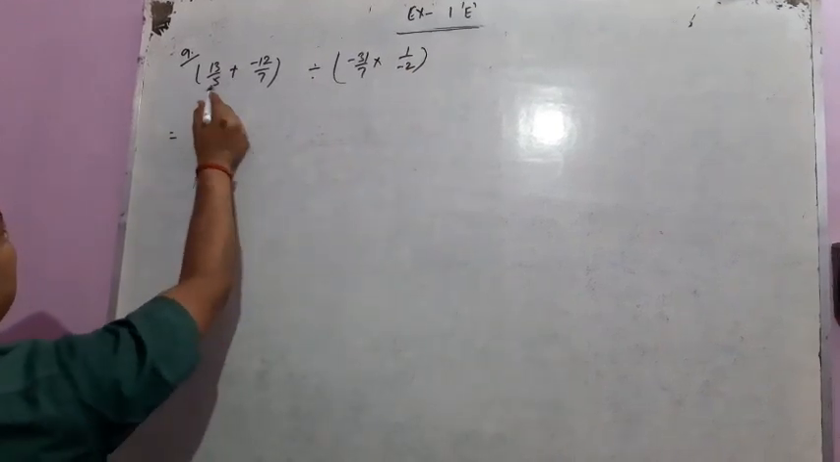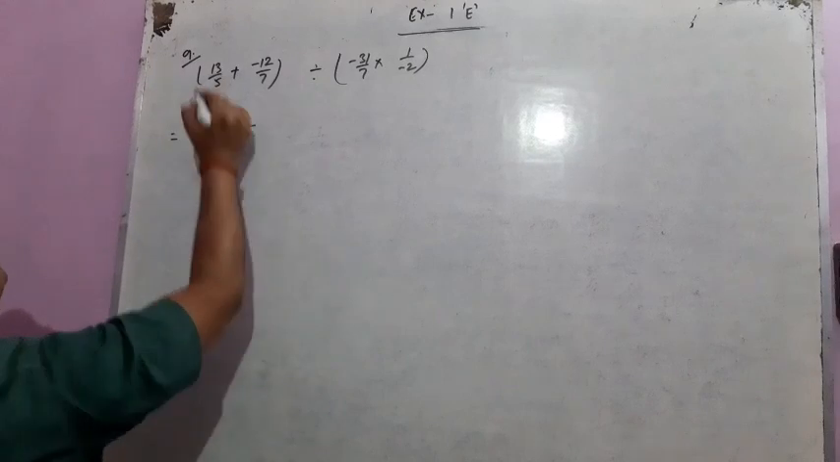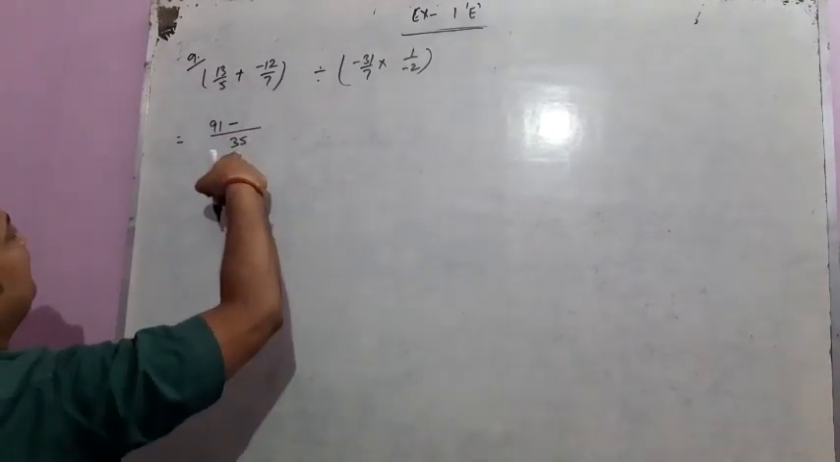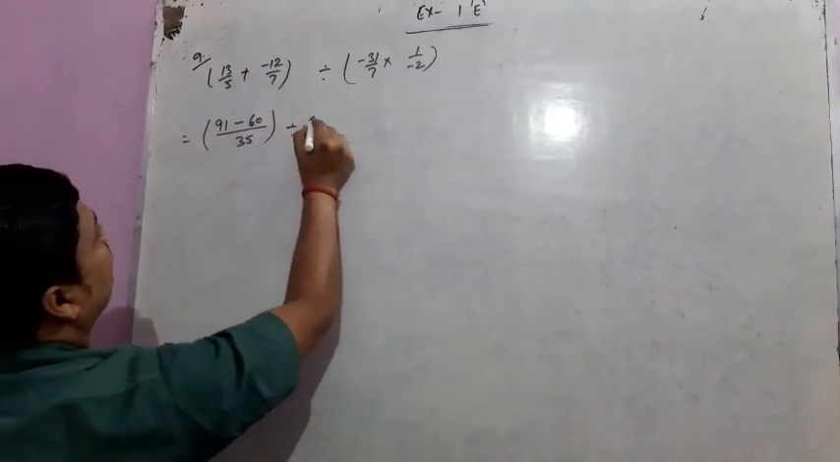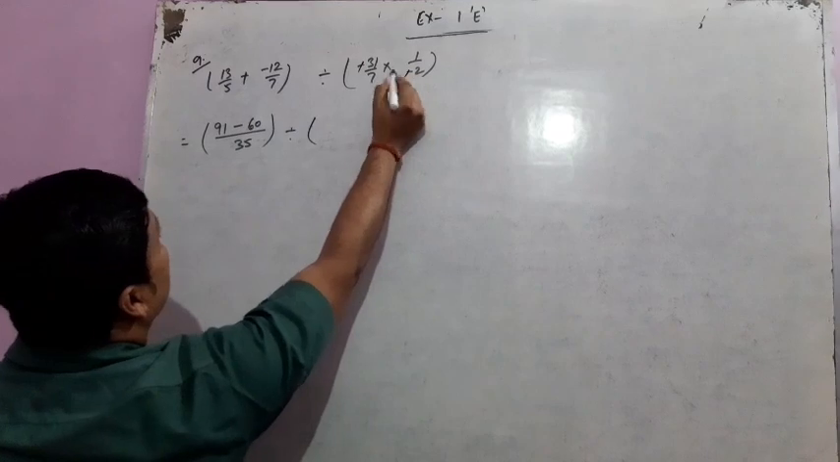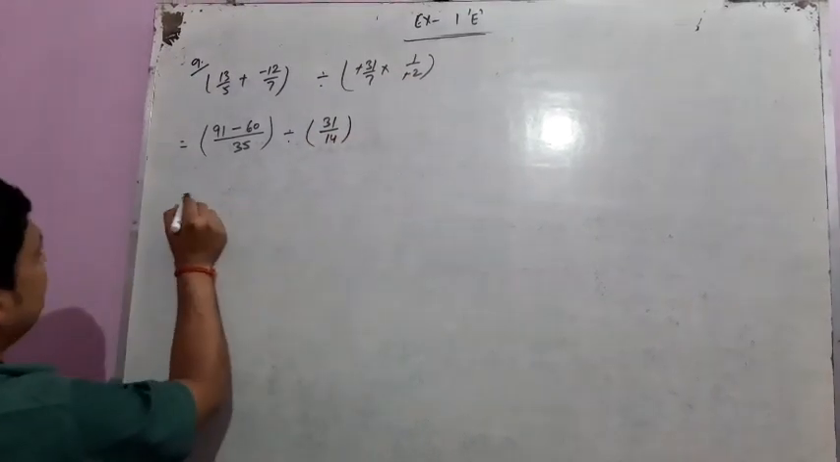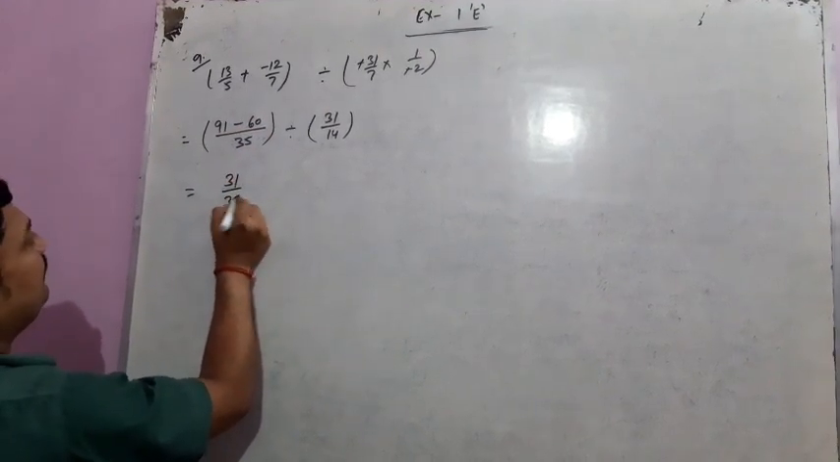Solving it, the LCM of 7 and 5 is 35. 5 sevens are 35, 13 sevens are 91. Plus minus, minus here. 7 fives are 35, 12 fives are 60. Here minus minus cancel. 31 times 1 is 31 and 7 times 2 is 14. 91 minus 60 gives 31 by 35.